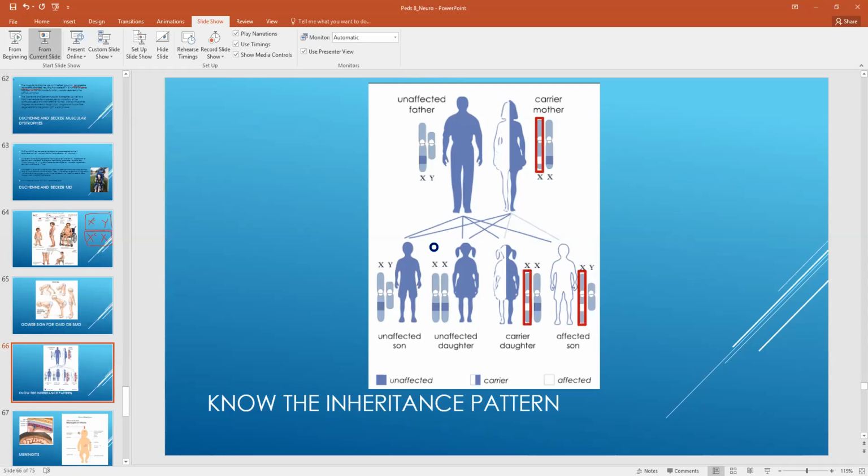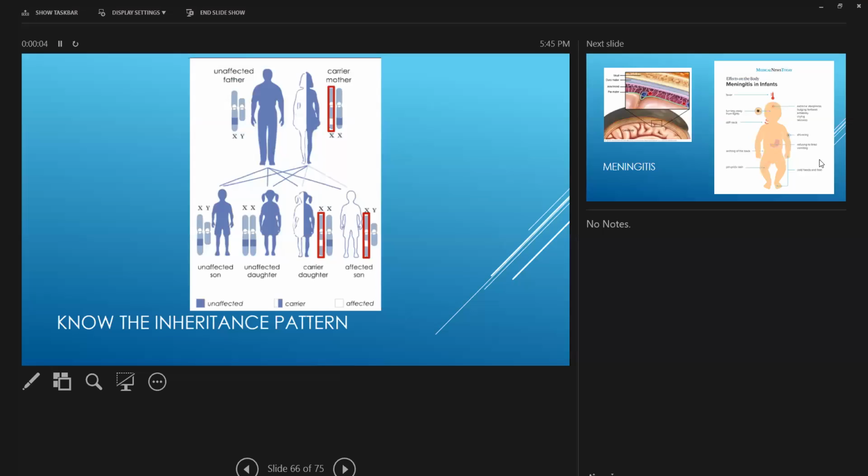Okay. So the inheritance pattern, we'll get back here. Sorry about that. So mom's the carrier, this is her carrier chromosome, which I wish they would write on there. I think that's helpful. So mom's a carrier. Here's her X carrier, and she passes an X carrier to the daughter, but the husband passes the normal X. And so she's just going to be a silent carrier.